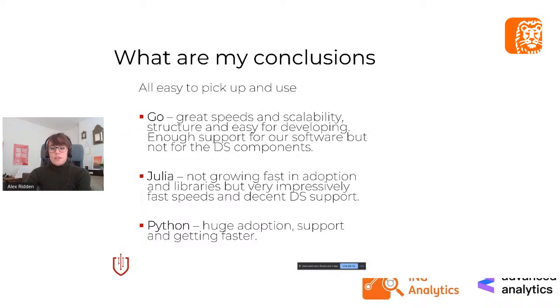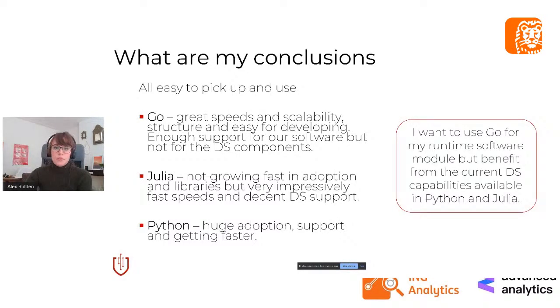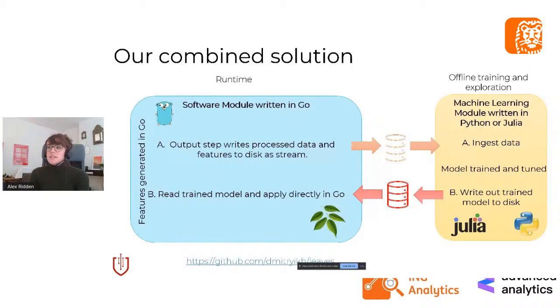So after that kind of evaluation, we decided that we wanted to use Go for our runtime software, but benefit from some of the data science capabilities available in Python and Julia. So we came up with a kind of combined solution, which is a little bit different from combined solutions that I've typically done before. And this is what it looks like.